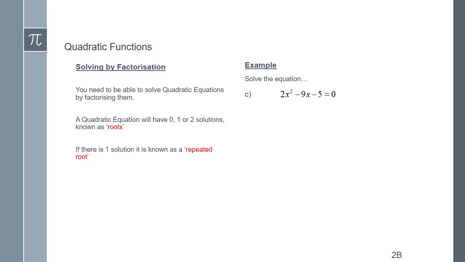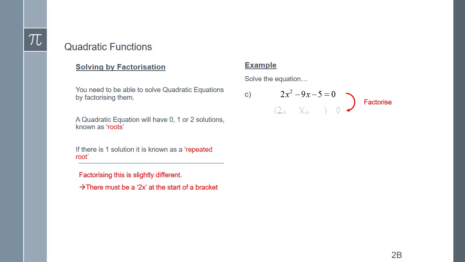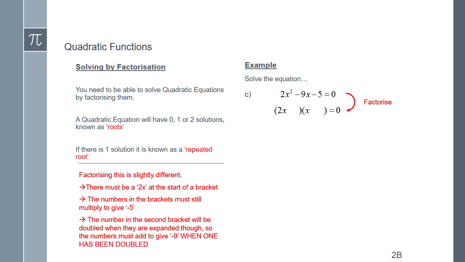So now let's look at solving 2x squared minus 9x minus 5 is equal to 0. Firstly, we have to factorise, but let's cast our mind back to a previous video. Because we've got 2x squared at the start, the factorisation process is slightly different. There must be a 2x at the start of one of the brackets, so it's 2x and x. That means that the two numbers, whilst they have to times to be minus 5, one of them is doubled in order to make the minus 9 in the middle.